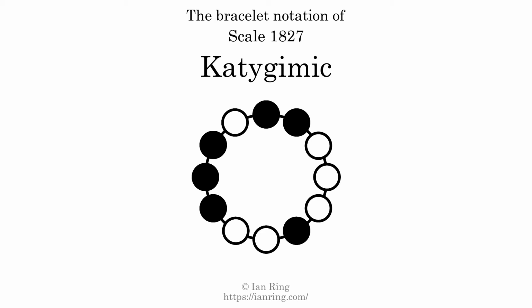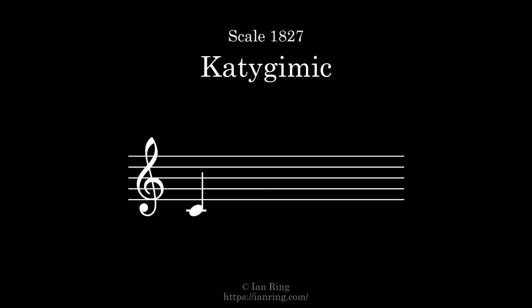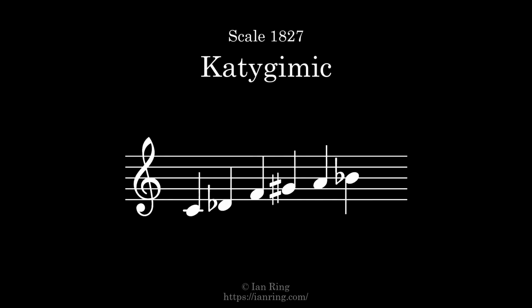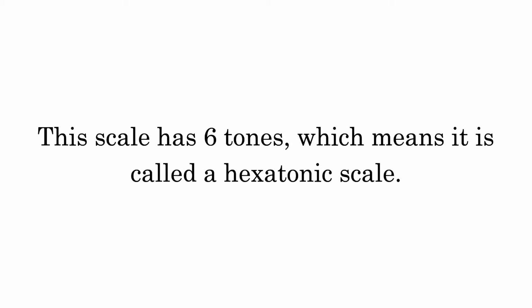1827, Katygimic, which sounds like this. This scale has 6 tones, which means it is called a hexatonic scale.